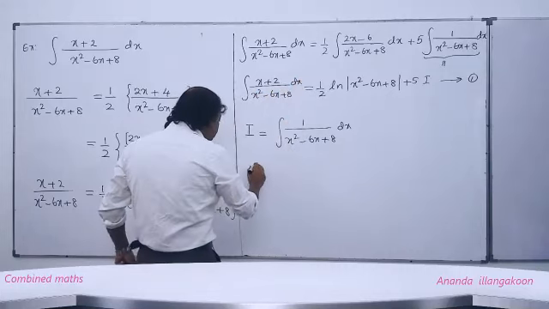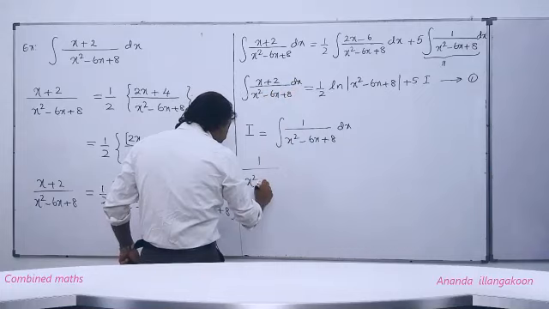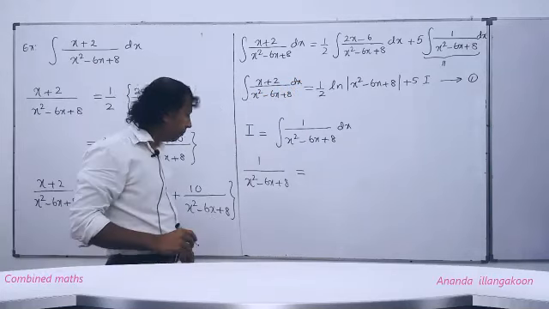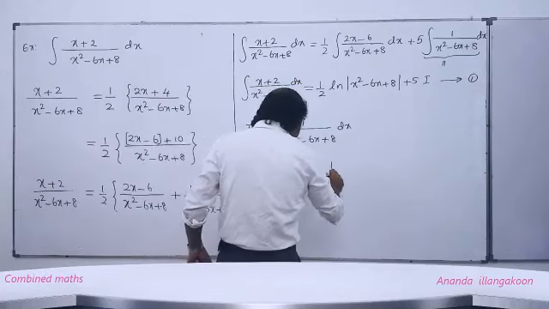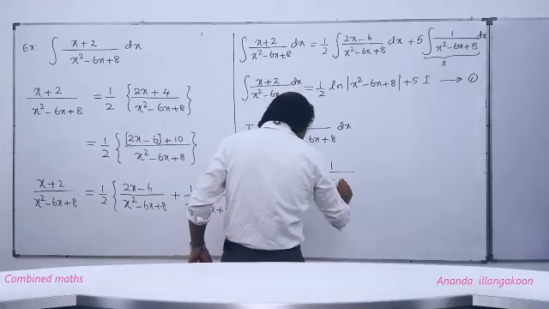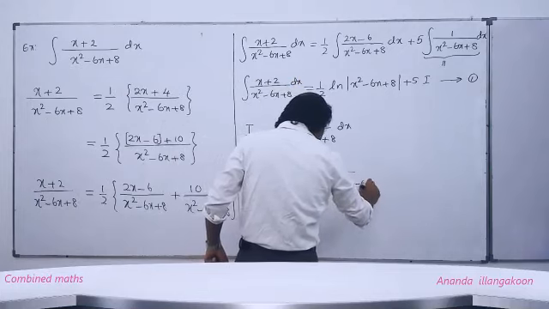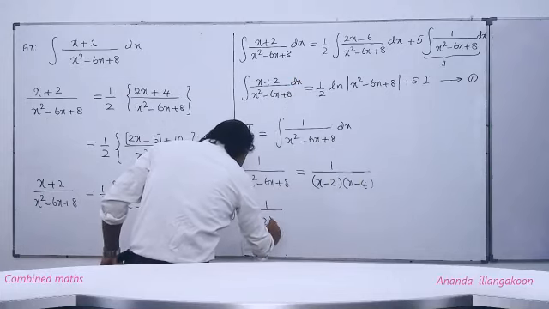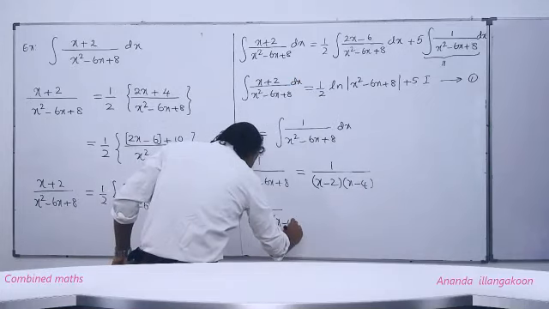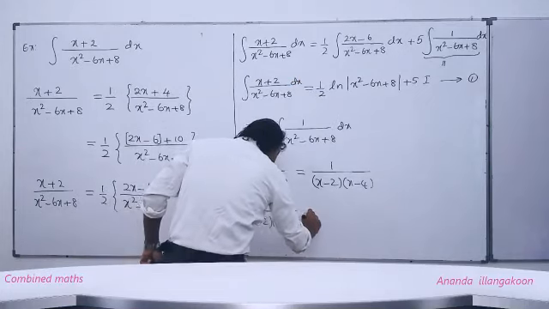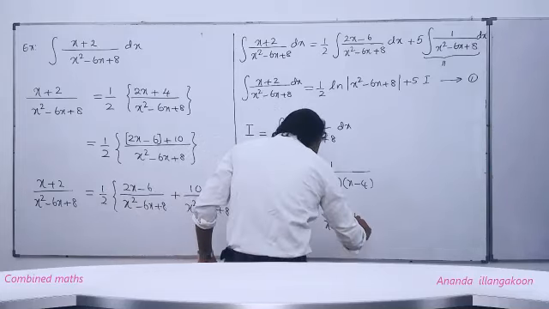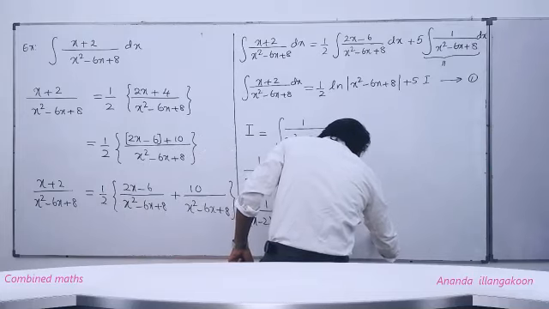Now, this one is factorable, no? Then what are the factors here? x minus 2, x minus 4. So 1 over (x minus 2)(x minus 4). When you write partial fractions, A upon x minus 2 plus B upon x minus 4.